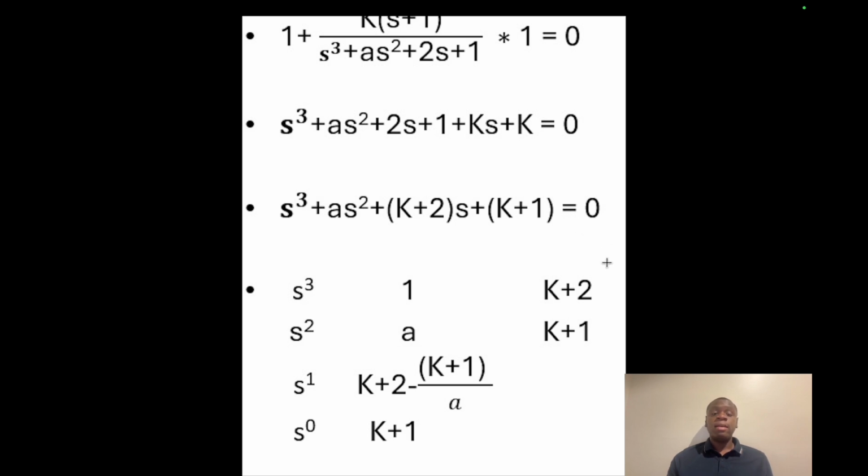That's the whole idea from the polynomial. Build the root table, and we use the first column to determine stability. Thank you.